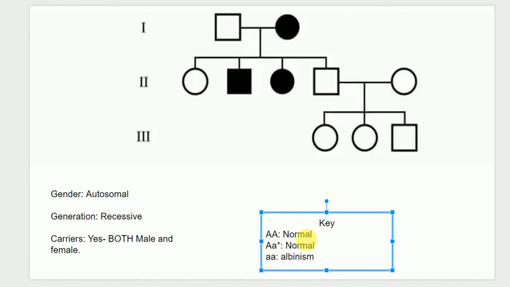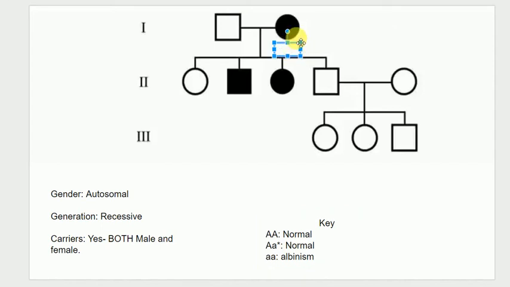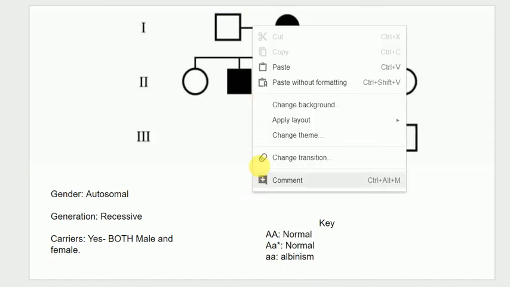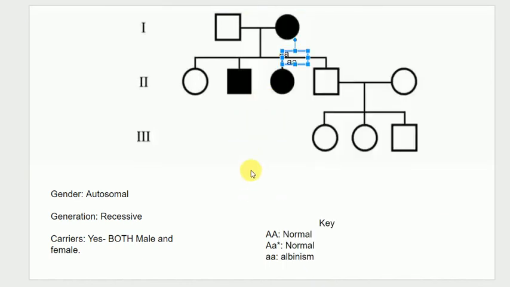So now we have our key. And we're going to solve for every single person in this pedigree. The first thing you need to do is go ahead and fill in the ones that you know. There are at least 3 that you know for a fact what their genotypes are. It's going to be that guy right there. We're going to copy and paste this, and we just drag that right here.